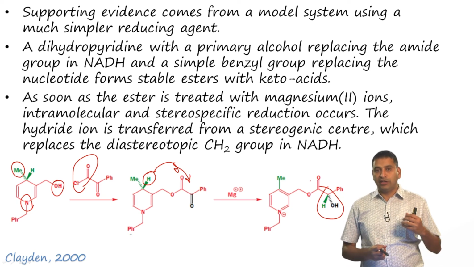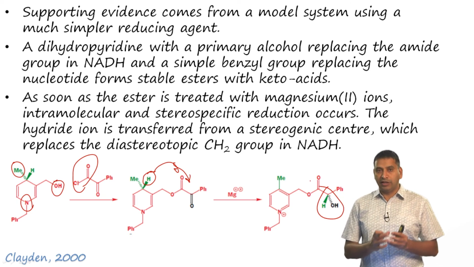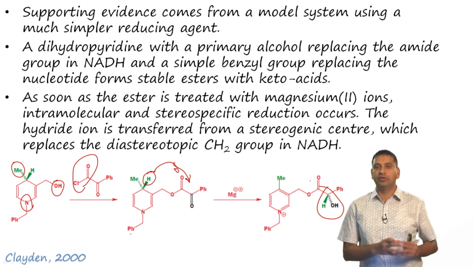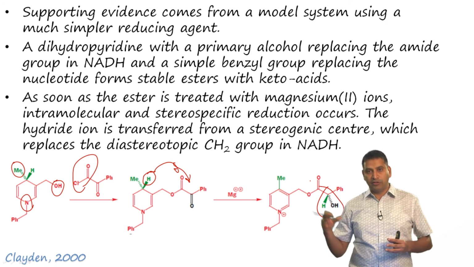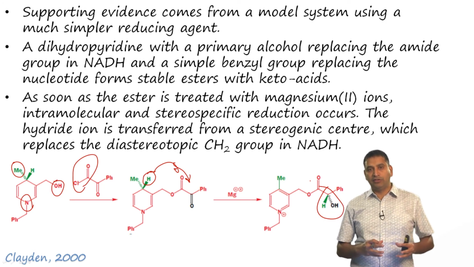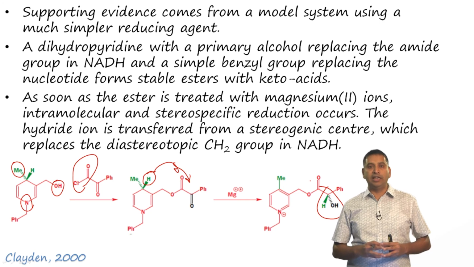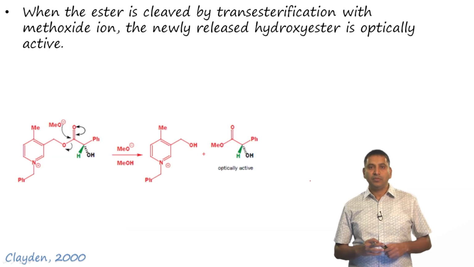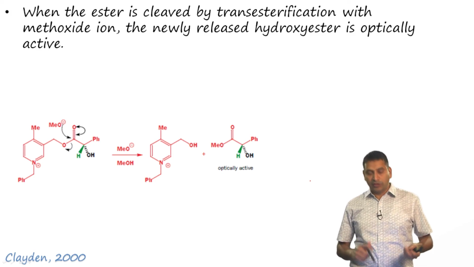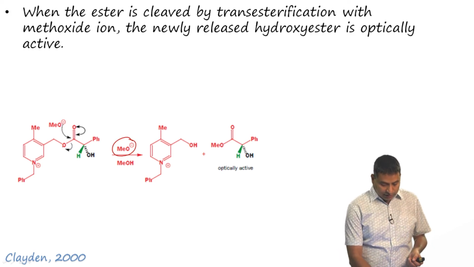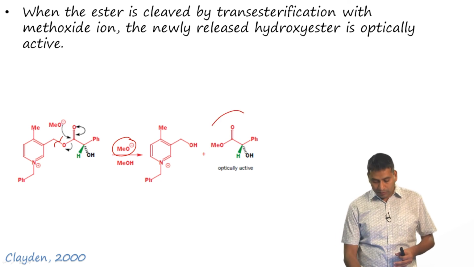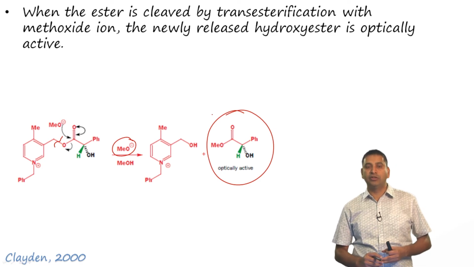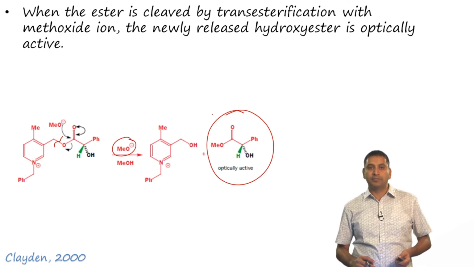As soon as the ester is treated with magnesium ions, there is an intramolecular and highly stereospecific reduction, and the hydride is transferred from the stereogenic center, which replaces the diastereotopic CH2 in NADH. When the ester is then cleaved by transesterification with methoxide ion, so you add methoxide and cleave this ester bond, what you get is an optically active molecule, which is a single enantiomer.